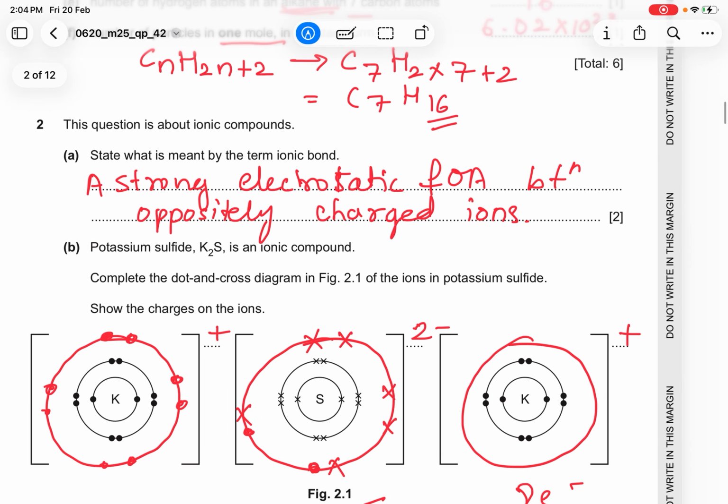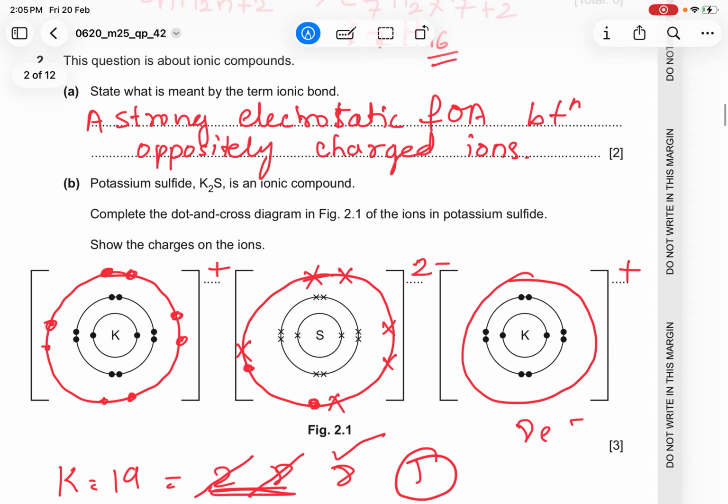Next is question number 2. State what is meant by the term ionic bond. So here we are always going to write this definition: a strong electrostatic force of attraction between oppositely charged ions. We are not going to write that metals are transferring electrons to non-metals which are accepting the electrons. This type of description is not accepted.